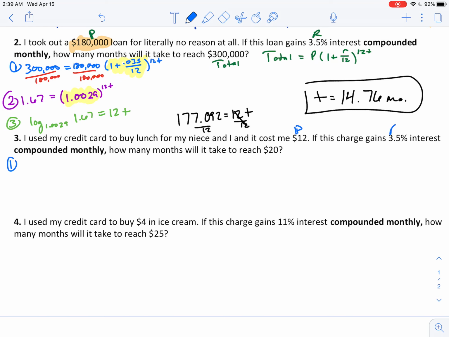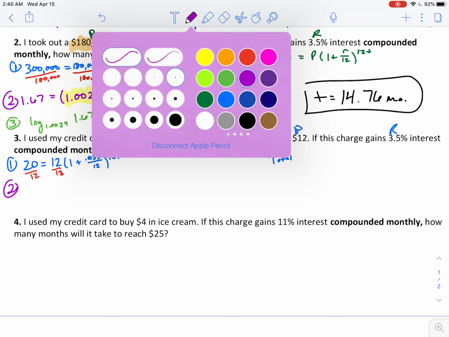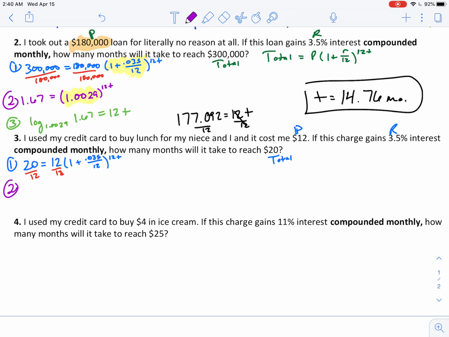All right, let's try this next one together. So step 1, we're going to identify what I am given here. This is my principal amount. I used my credit card to buy lunch for my niece and I. That cost me $12 initially. I got a rate of 3.5%, and I want to know how long will it take to reach my total amount of $20. So $20 equals my principal times 1 plus the rate, 0.035 divided by 12 to the 12 times t, because it's compounded monthly here. So that's step 1.